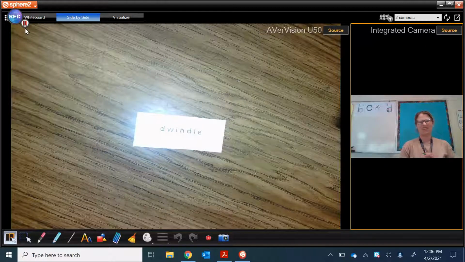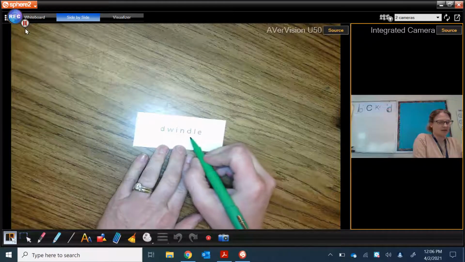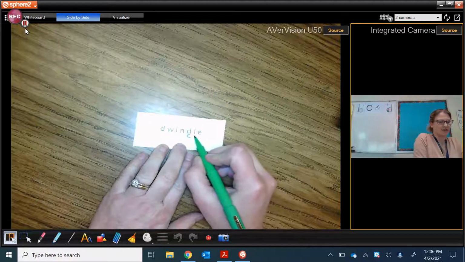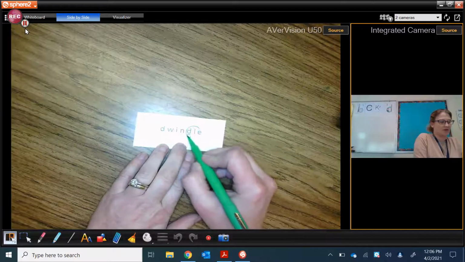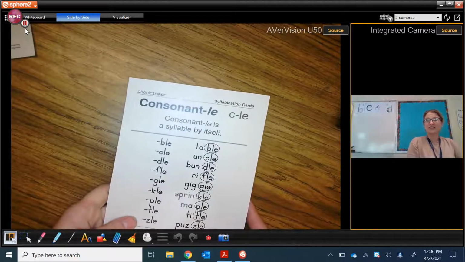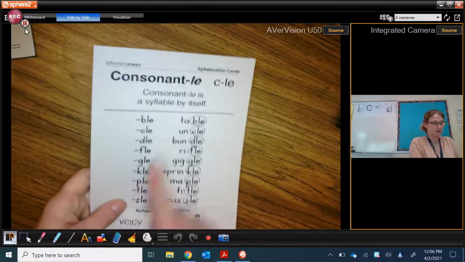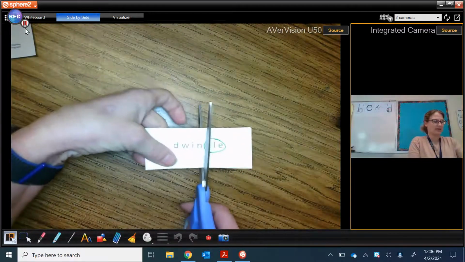Now, when I see this word and I look at the letters, the first thing that I see is an LE at the end. And if I look, there's a consonant in front of that LE because D is a consonant letter. So I'm going to circle my consonant LE ending. Now, we know from looking at our syllable cards that the consonant LE is a syllable by itself, and DLE is one of my syllables by itself. So I'm going to take it and cut that syllable off.